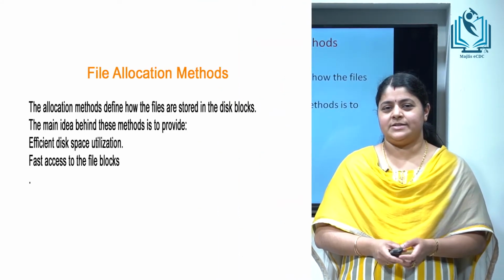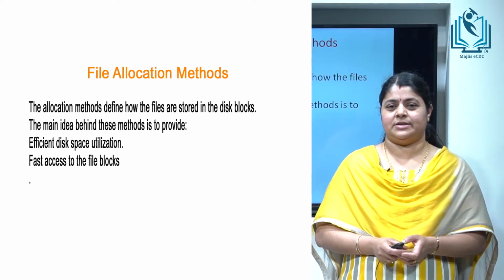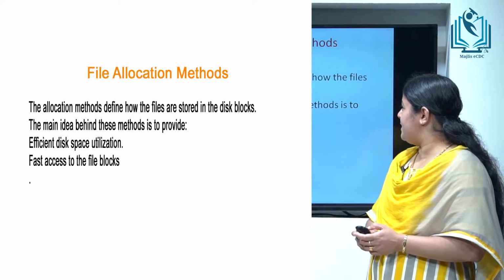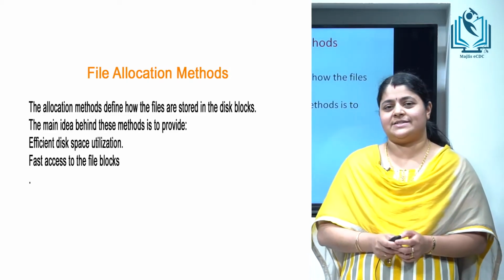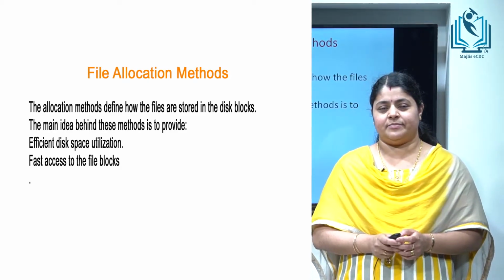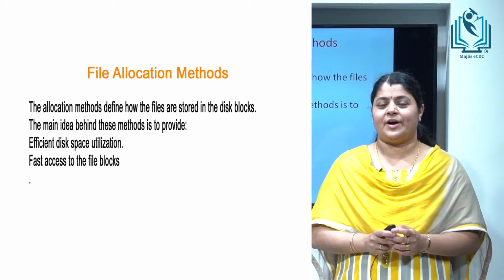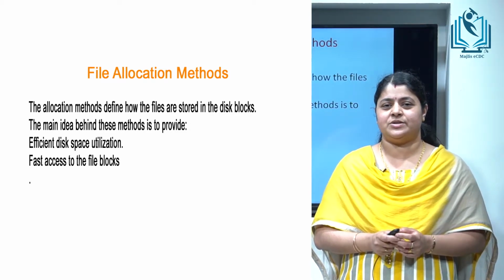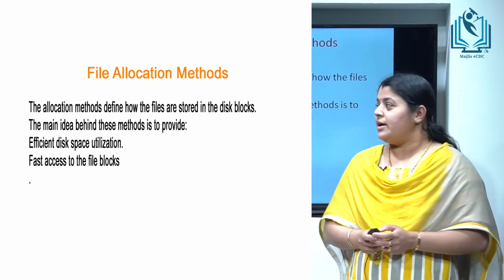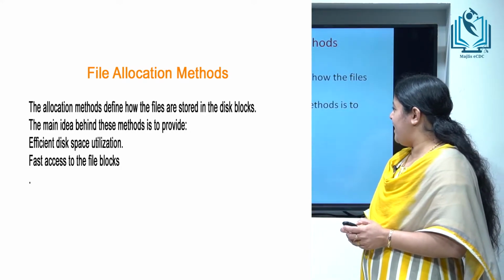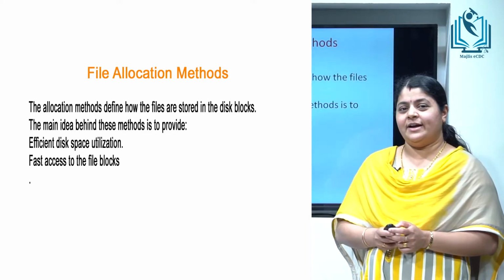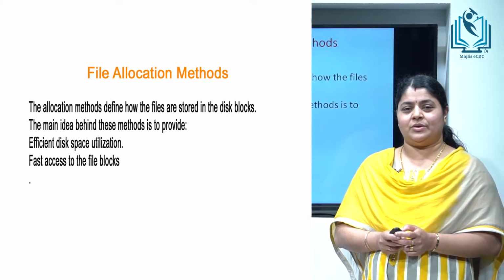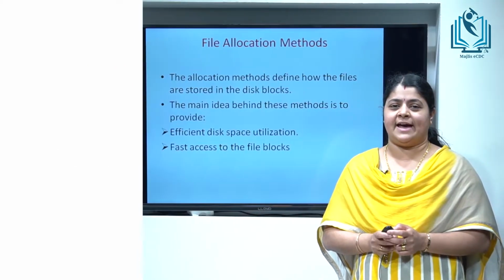Next topic is file allocation methods. File allocation methods define how the files are stored in the disk. There are two types of file allocation methods, contiguous allocation and non-contiguous allocation. The main idea behind this method is to provide efficient disk space utilization and fast access.